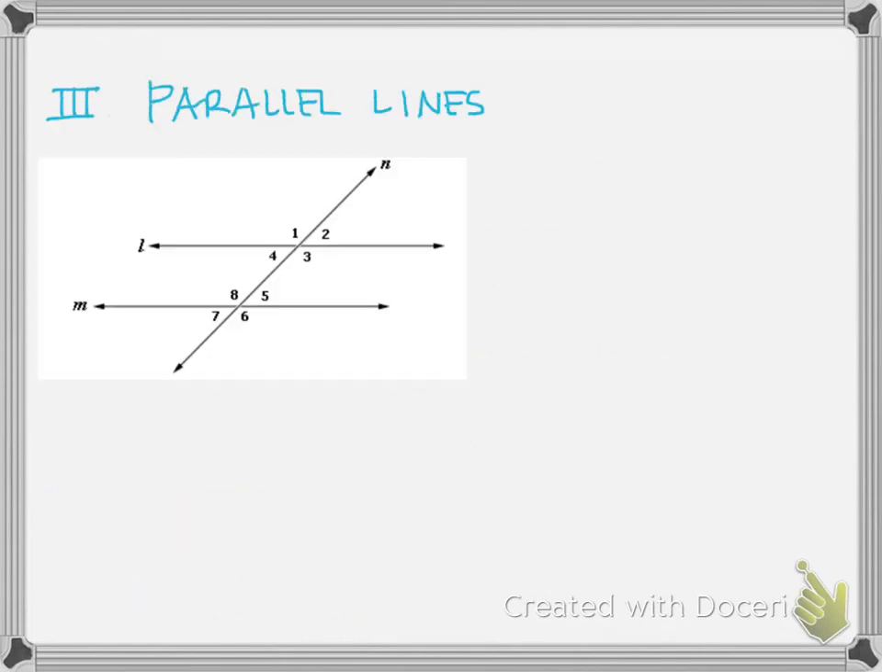Okay, so remember, parallel lines that are cut by a transversal. N would be considered your transversal, and L and M right there would be your parallel lines. Okay, so remember corresponding angles, so like angle 1 and angle 8 right there would be considered corresponding angles, and that means that they would be equal to each other.